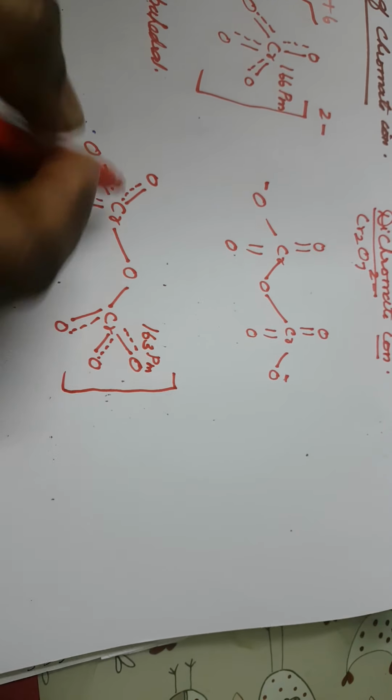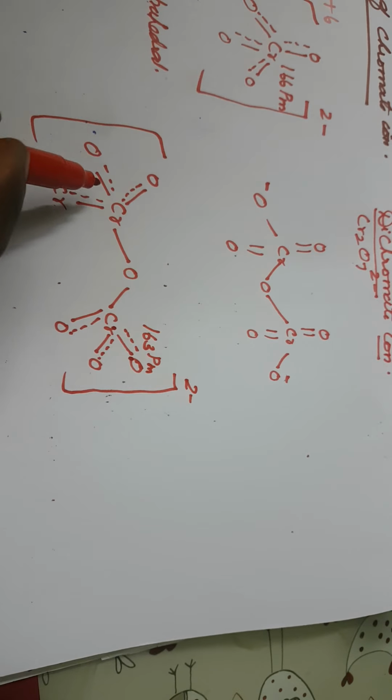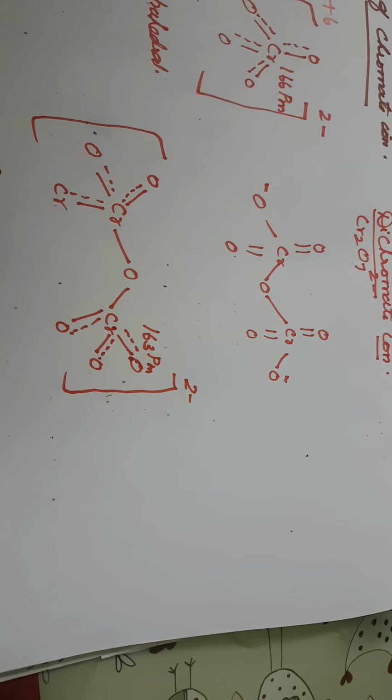So the structure can be so, the charge is 2 minus. Here is the length between the chromium and the oxygen. The other one, the chromium oxygen chromium bond, this bond length is 179 picometer. When compared to this one, this is the higher one, 179 picometer. This is the structure of dichromate ion.